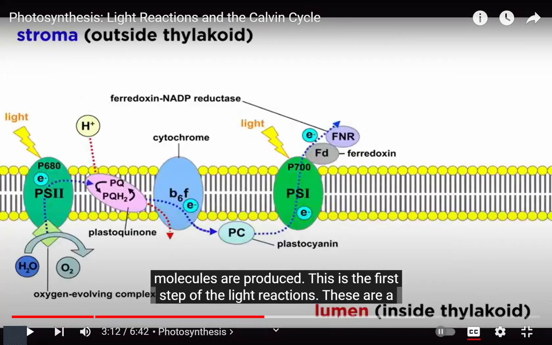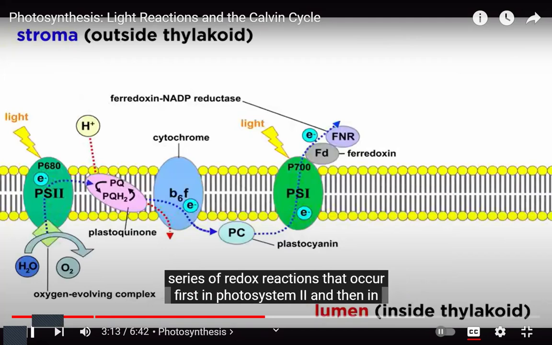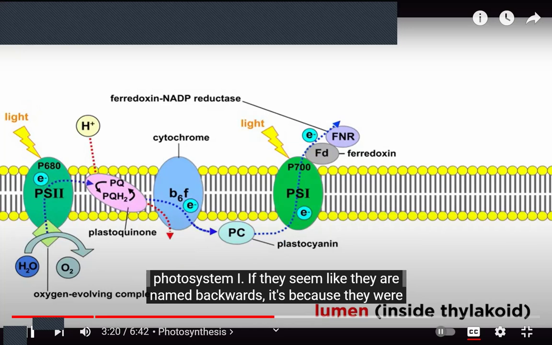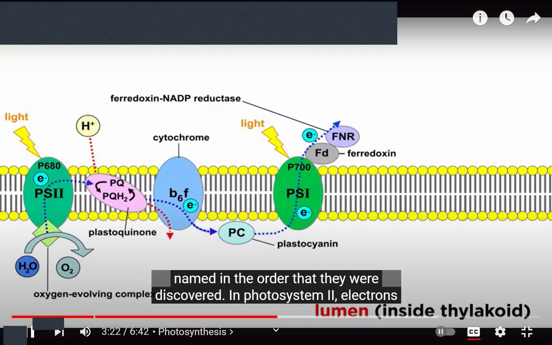Okay, let's go now to the next steps, a series of redox reactions that occur first in photosystem 2, and then in photosystem 1. We have encountered redox already, just very briefly, the reduction and oxidation process. So this is similar with what we have seen. And this is photosystem 2, PS2, and there's PS1 in there. Now, why is it like this? If they seem like they are named backwards, it's because they were named in the order that they were discovered. Okay, so this one was discovered first.